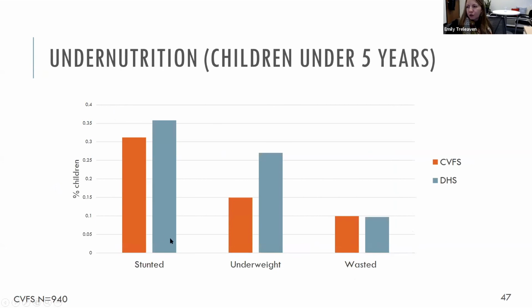Turning to undernutrition, we see almost identical rates of acute malnutrition or wasting among children under 5 when we compare the CVFS sample to the national sample. We have a slightly lower rate of stunting and then a much lower rate of underweight. Chitwan is a primarily agricultural area and food producing, so that may contribute to some of these lower rates of undernutrition.